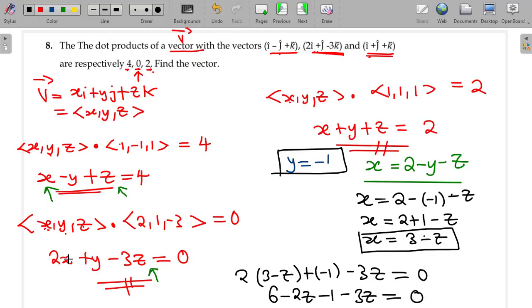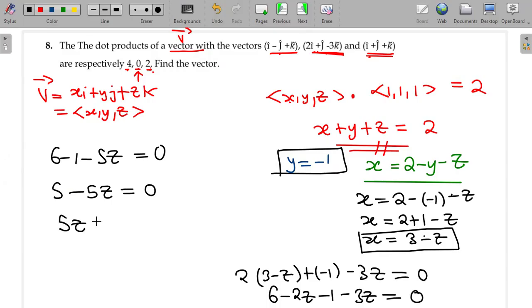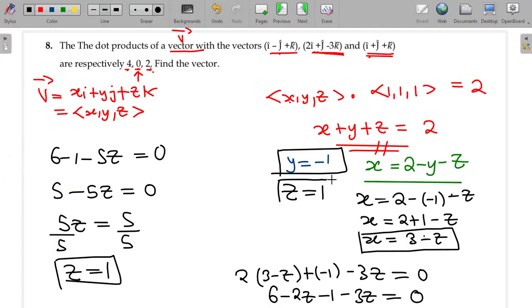So combine like terms together. We have 6 minus 1 minus 5z is equal to 0. So meaning 5 minus 5z is equal to 0. So 5z is equal to 5. Divide by 5, divide by 5. That would mean z is equal to 1. So we found z is equal to 1 here. So finally now we can find our x.